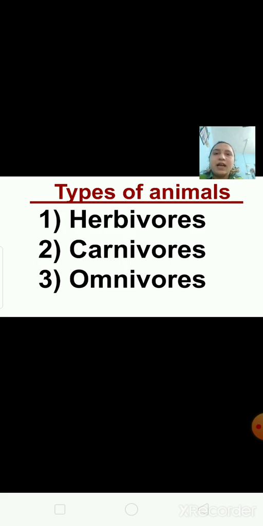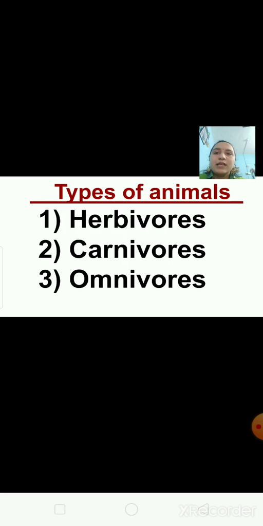In that, the first one is herbivores. Herbivores are the animals that eat plants, right? Yes, and the examples of herbivores are cows, buffaloes, rabbits, giraffe. These are the examples of herbivores.